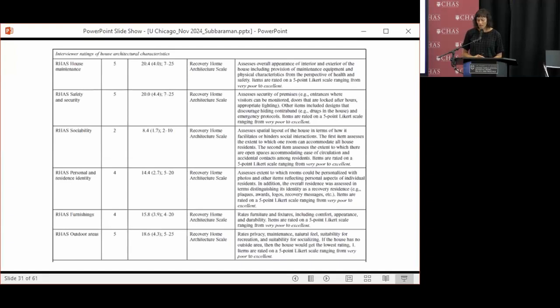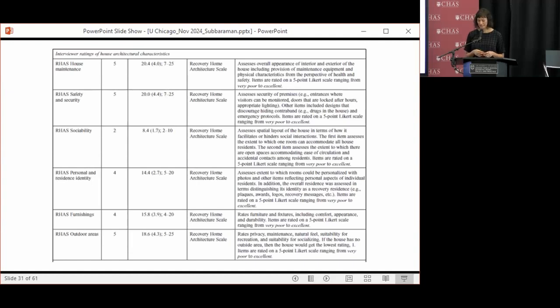maintenance, this assesses the overall appearance of the interior and exterior of the house and includes whether maintenance equipment is provided. Safety and security assesses the security of the premises. Are doors locked after hours? Is lighting appropriate? Sociability. So this assesses the spatial layout in terms of how it facilitates social interactions. So is there a room that can accommodate all residents, for example?